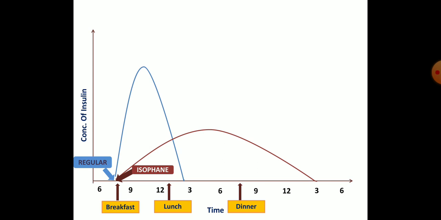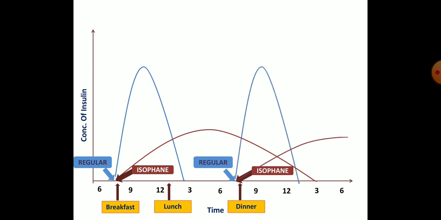Here you can see that there is an early peak because of the regular insulin that will cover the post breakfast related hyperglycemia, and as regular insulin is shorter acting, but as we are giving isophane insulin, you can see in the slide that some amount of the insulin because of the isophane remains in the plasma, which will control not only the post lunch related hyperglycemia, but at the same time it can control the interdigestive blood sugar level.